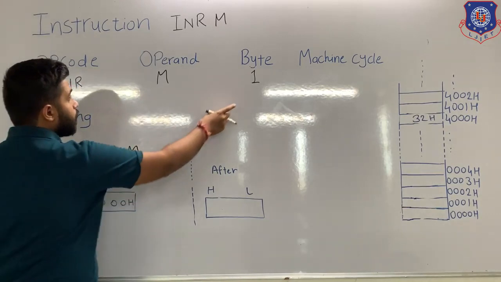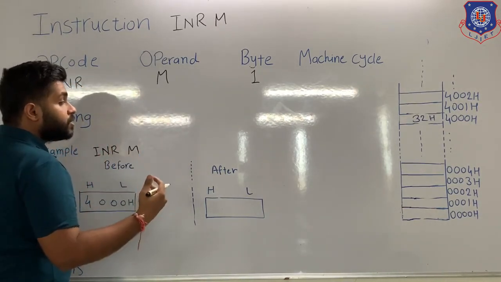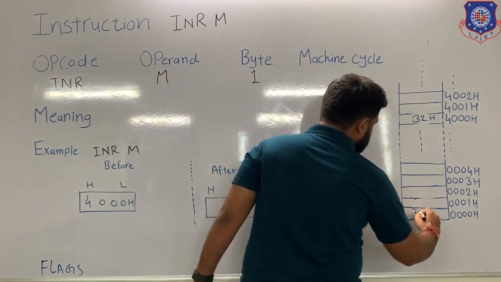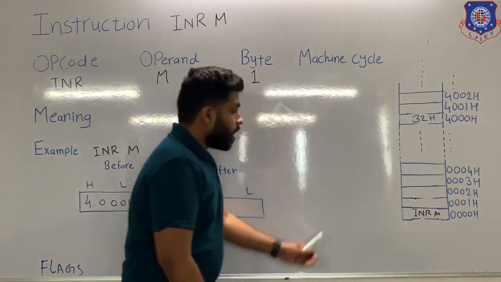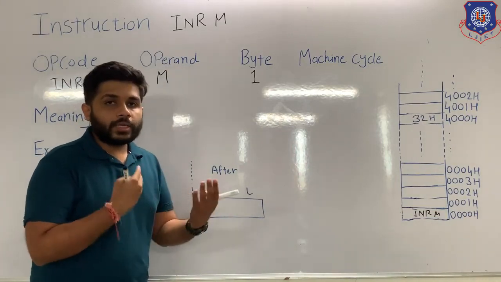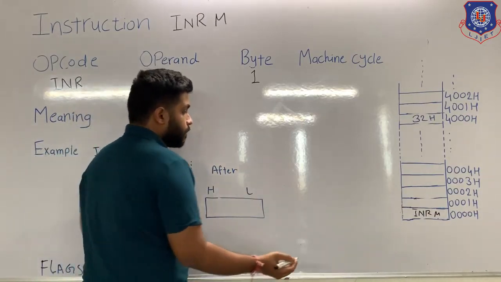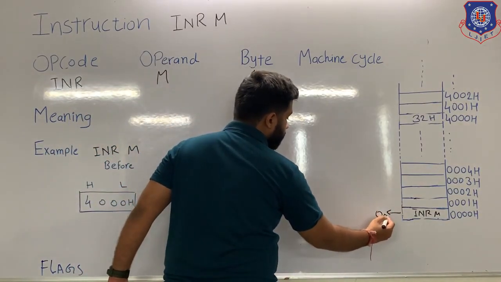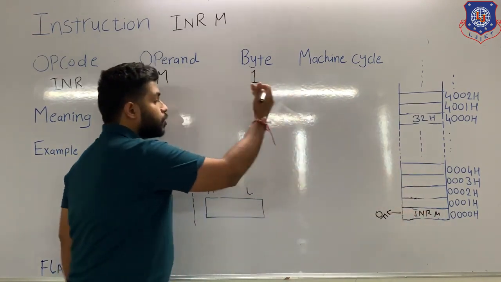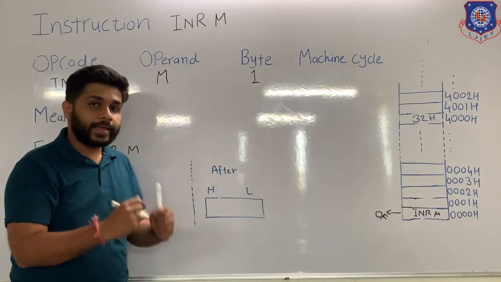This instruction is of 1 byte. So when we give this instruction to the memory, it will occupy only one memory location, that is INR M. After this instruction is stored in the memory, the processor will start doing its work, that is to fetch, decode and execute. To fetch the instruction, the processor will perform the first machine cycle, that is opcode fetch. When opcode fetch is performed, this whole instruction will be transferred to the microprocessor. Then the processor will decode that instruction and execute it.